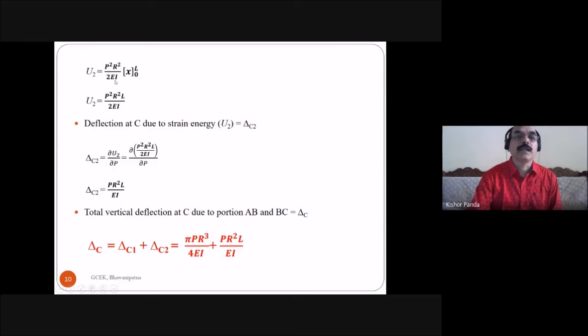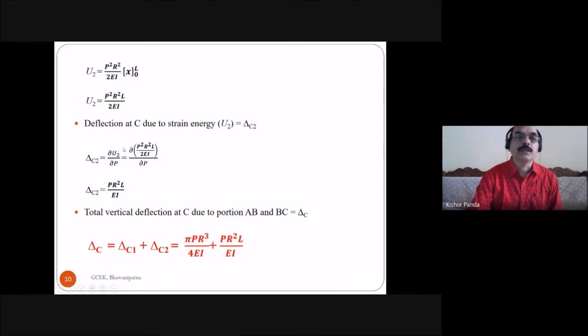Then after getting the strain energy for the portion AB, you have to find out the deflection at C due to the strain energy U2. This is delta C2. Delta C2 is equal to the partial derivative of the strain energy U2 with respect to the force.